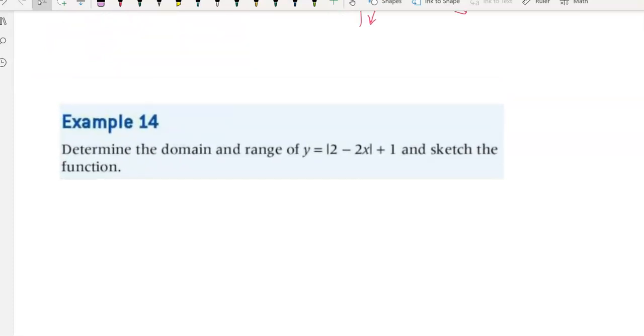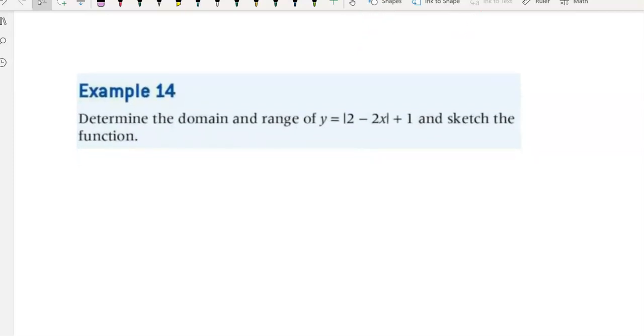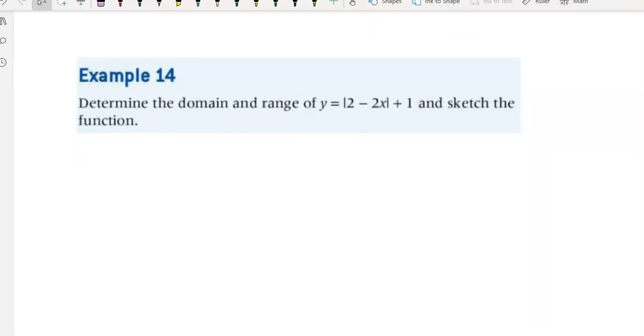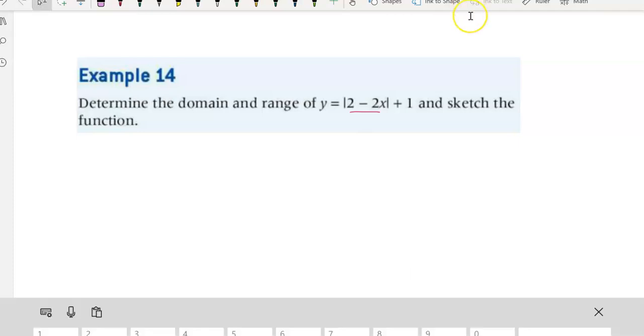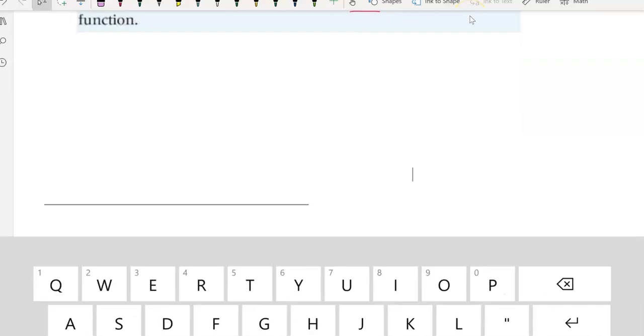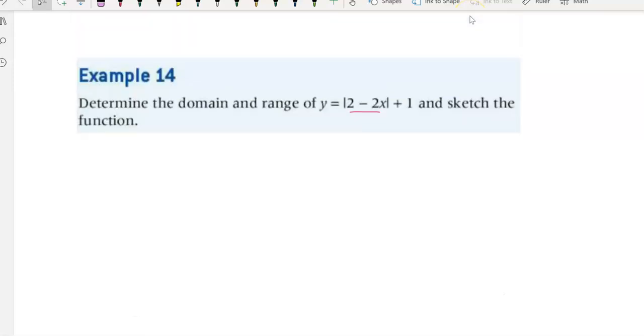Okay, example 14. Determine the domain and range, and sketch the function. If you notice, there's some business going on in there, and I cannot figure this one out until I take that b value out. This is like the b value right there. So let's go ahead and take the b value out.